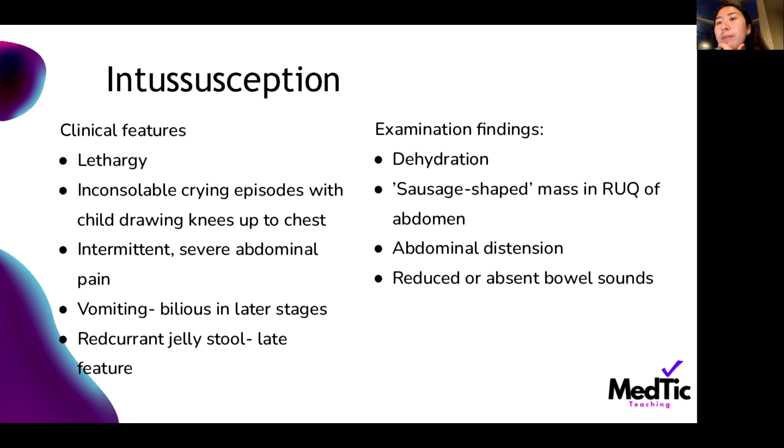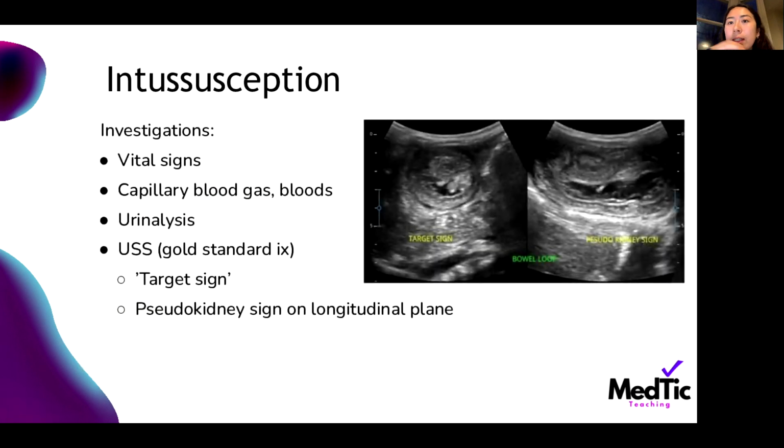And then in terms of examination findings, they might describe it as a sausage-shaped mass. That might be a bit too easy again, but just a general mass in the right upper quadrant area of the abdomen would help you think about the fact that this could be intussusception. Distension, reduced or absent bowel sounds, and dehydration again, all common things associated with vomiting.